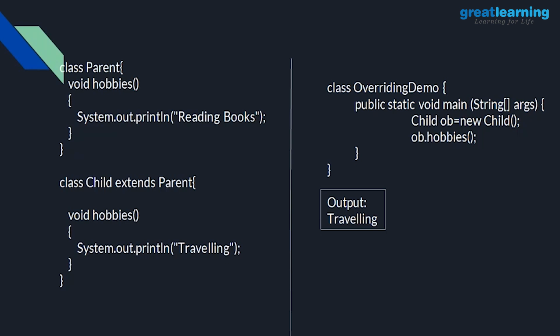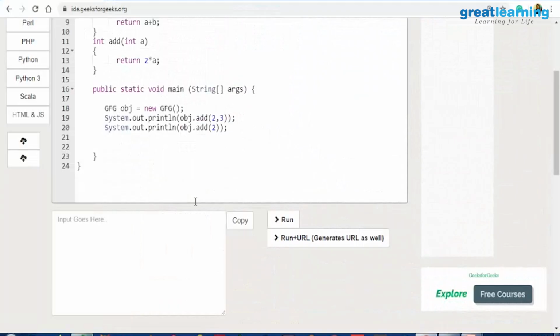Okay, you just have to replicate it. Only you have to change its body. Now we are printing traveling. Then we created an object, so it should give us the output as traveling. Let's quickly go ahead and implement this.